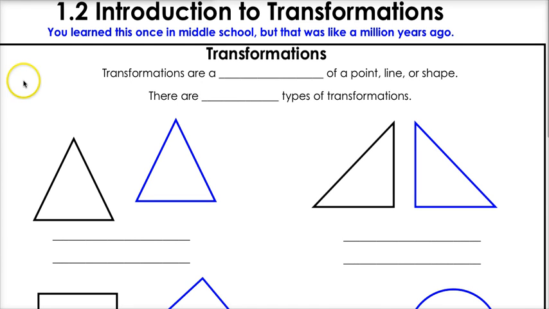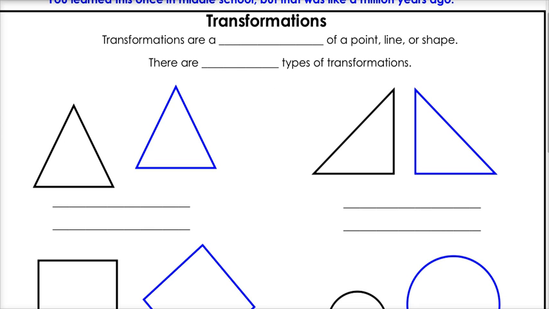So, what is a transformation? Do you remember? Take a guess. Think about it for a second. See if you can predict the word I'm going to put right here. Transformations are a what of a point, line, or shape? Figure it out yet? Pause the video, think. Alright, I'll tell you. It is a movement. That is when we move a point, line, or shape. Any type of movement is a transformation in geometry. Okay? And there are four ways we can transform a point, line, or shape.